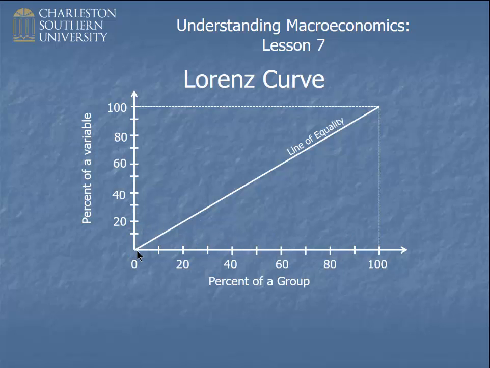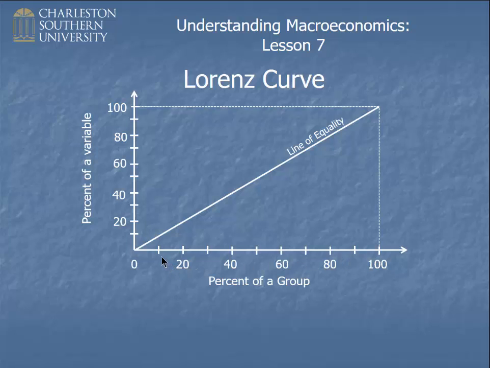So this 45-degree line that would start at 0, 0 and would end at 100%, 100%, that's called the line of equality. Of course, in the real world, that's not really true. Some people make more money than others. So what we do in the Lorenz curve is sort all these groups from the lowest income earners to the richest income earners.